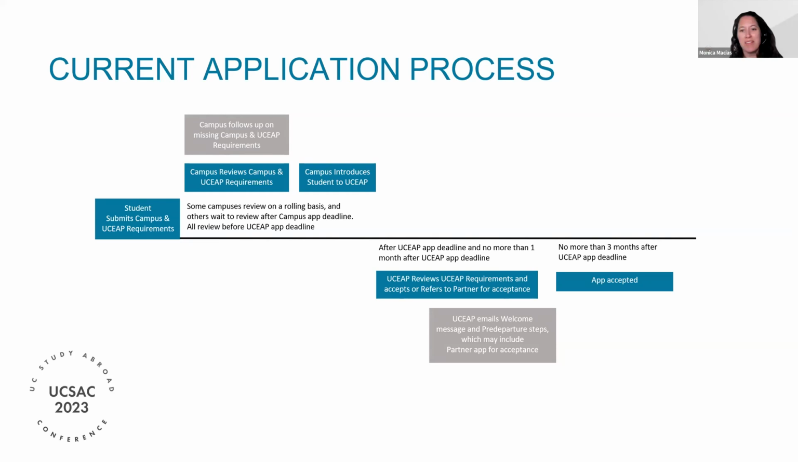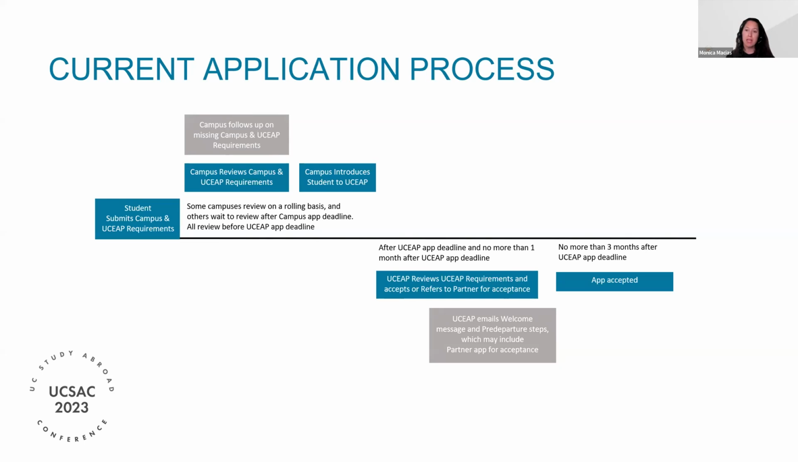Here we have a design of the current application process, which I'll walk through as I identify the needs that needed to be fixed and could be improved. You'll see that the starting point is when the student submits their application, which includes both the campus and the UCEAP requirements. After submission, campus staff review all requirements and follow up with students if anything is missing or needs to be corrected.